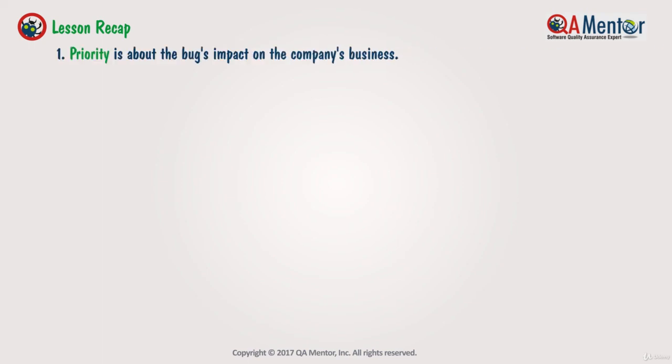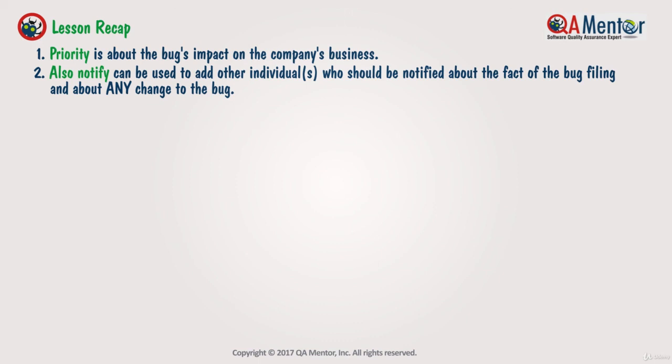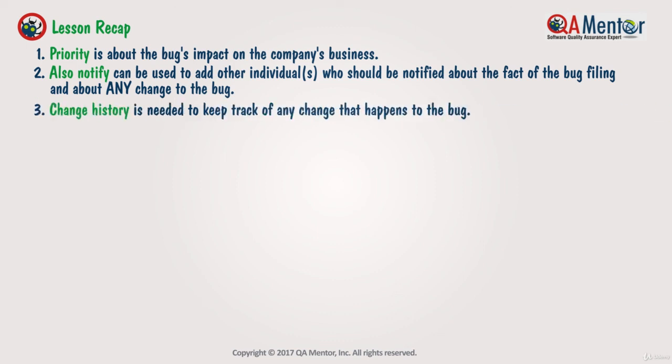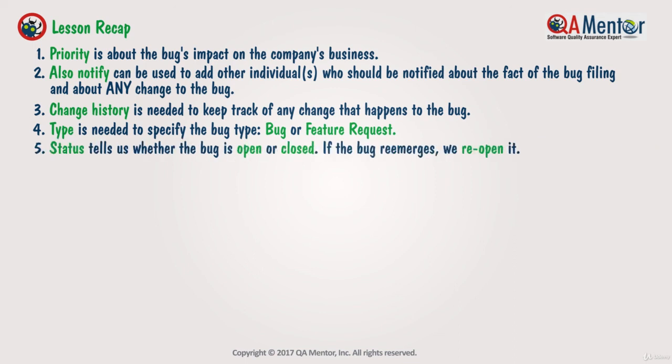Lesson recap. 1. Priority is about the bug's impact on the company's business. 2. Also Notify can be used to add other individual or individuals who should be notified about the fact of the bug filing and about any change to the bug. 3. Change history is needed to keep track of any change that happens to the bug. 4. Type is needed to specify the bug type, bug or feature request. 5. Status tells us whether the bug is open or closed. If the bug reemerges, we reopen it.